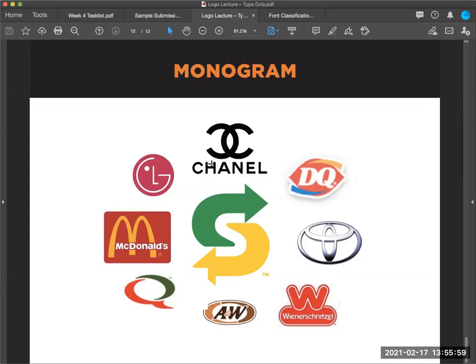And the interlocking C's, very classic for fashion, is to work with interlocking letter forms. When we're working with a fashion brand like Gucci and Prada and Chanel, they create a pattern that can be reproduced on garments and in fabric. A&W, again, very simple monogram.